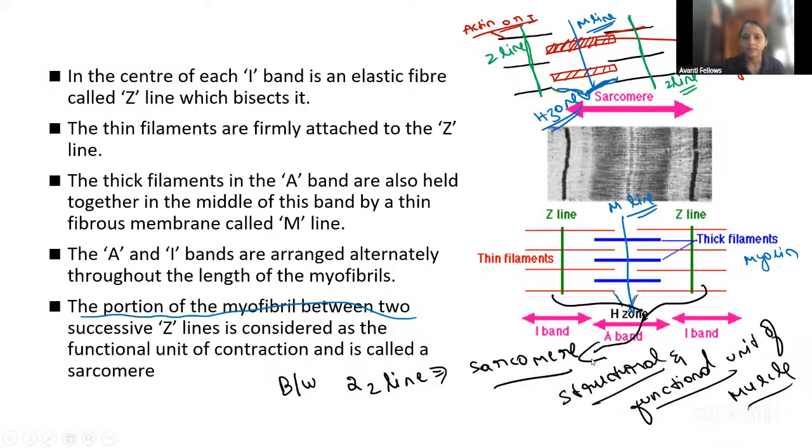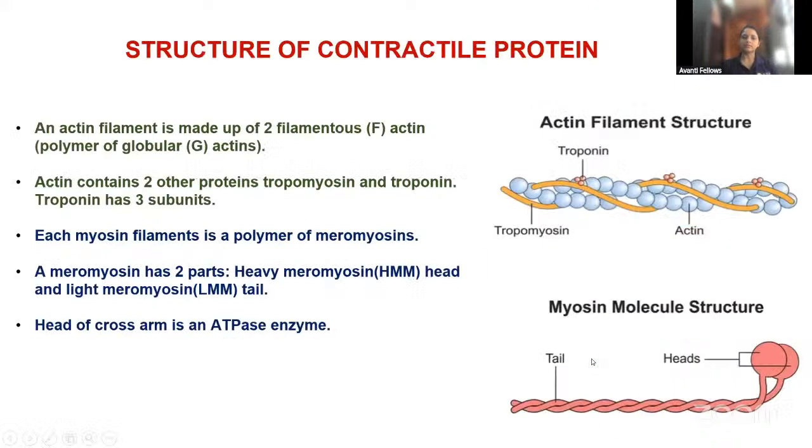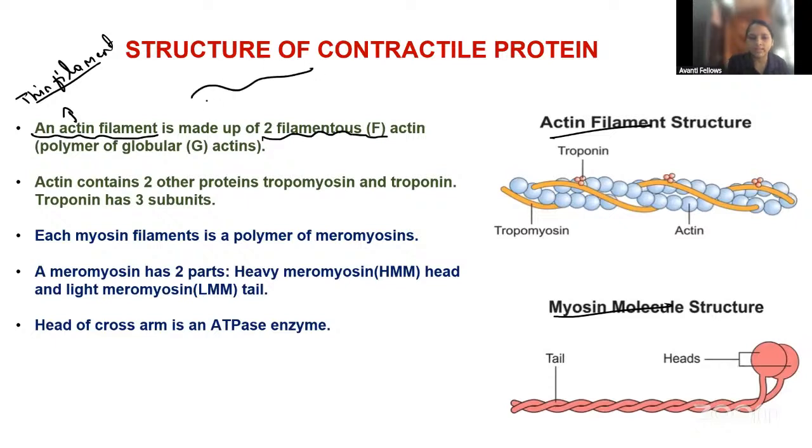Okay. Fine. Let us talk about the structure of the contractile proteins. Now we studied that actin and myosin are the contractile proteins. First, let us talk about the actin filament, guys. I also told that this is a thin filament, right? Now we will study how this thin filament is formed. This thin filament is made up of two F actins. This is one F actin and this is another F actin.